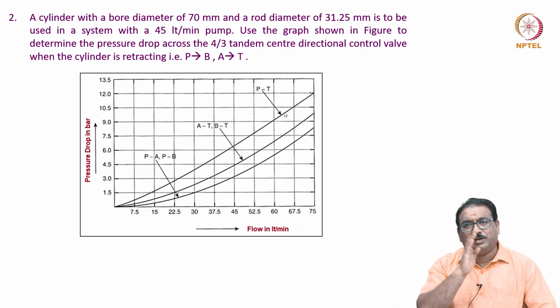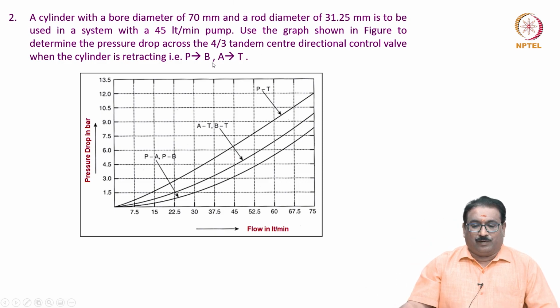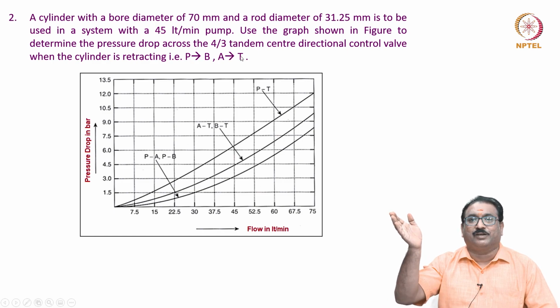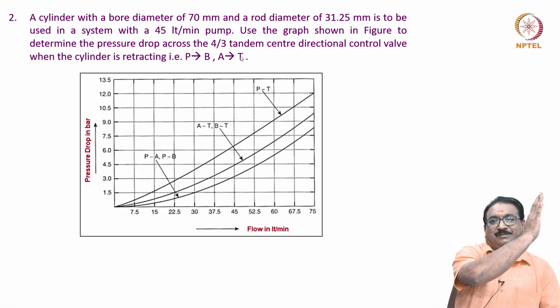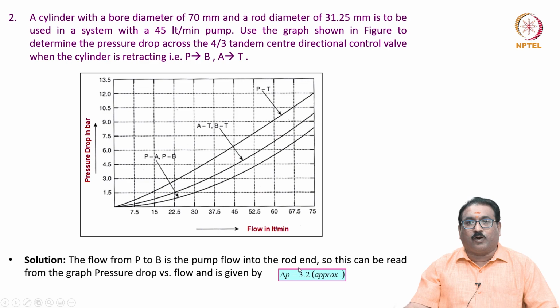Then parallel configuration, crossed configuration. You have already seen this. Okay, now for this combination you have to determine: P is connecting to B, A is connecting to T, meaning a crossed configuration, meaning it is retracting. Correct? For this, now what will we do? The flow from P to B, correct? P to B means pump is connecting to B, meaning rod end, it is correct.